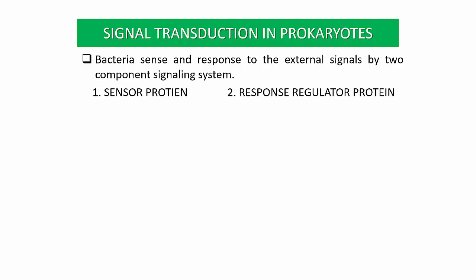Bacteria sense and respond to these environmental signals by a two-component regulatory system. First of all, bacteria sense and detect the signal by a small family of receptor proteins present in the plasma membrane. When the signal binds with the receptor, the receptor undergoes conformational changes and initiates the signaling pathway, and that leads to different types of responses.